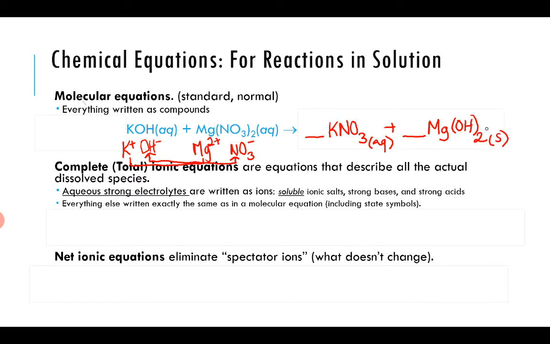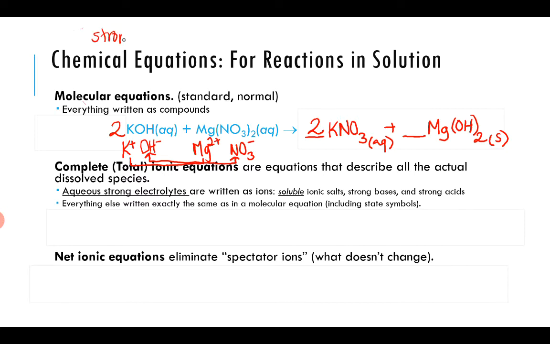Now that I have my products, I can balance the equation. On the reactant side, I see 2 nitrates, so I'm going to put a 2 coefficient here to give me 2 nitrates on the product side. That 2 coefficient also gives me 2 potassiums, so I'm going to need to put a 2 here in order to balance my equation. I have 2 potassiums, 2 hydroxides on the product side, 1 magnesium on both sides, and 2 nitrates on both sides. But we have to remember that strong electrolytes completely ionize in solution.